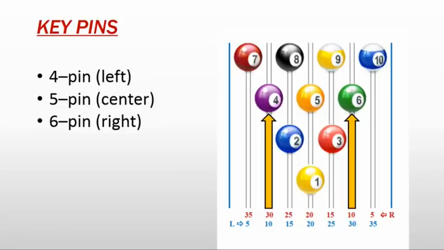Now, if the ball is hitting directly to the 5-pin in a 4 to 6 degree angle, it is the strike pocket, and it has an excellent chance of knocking all the pins down.